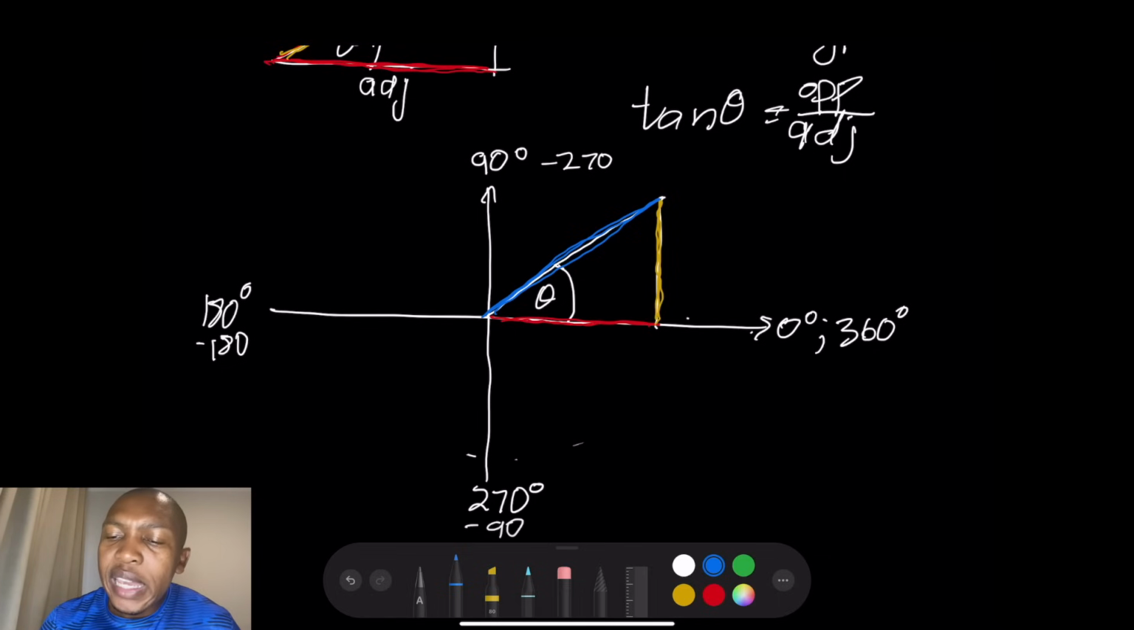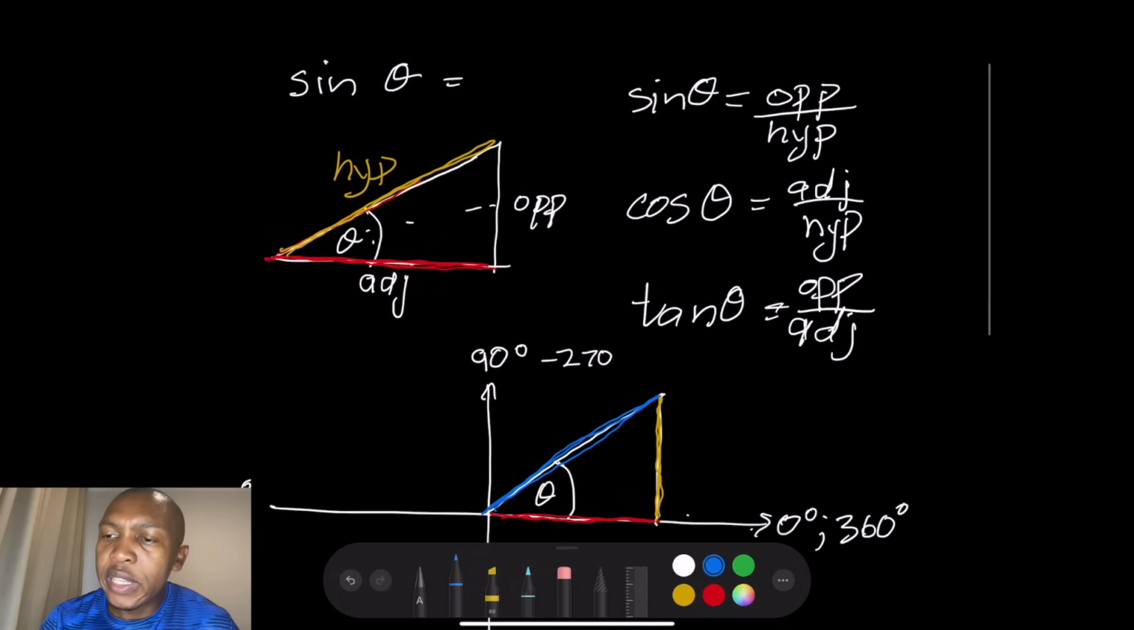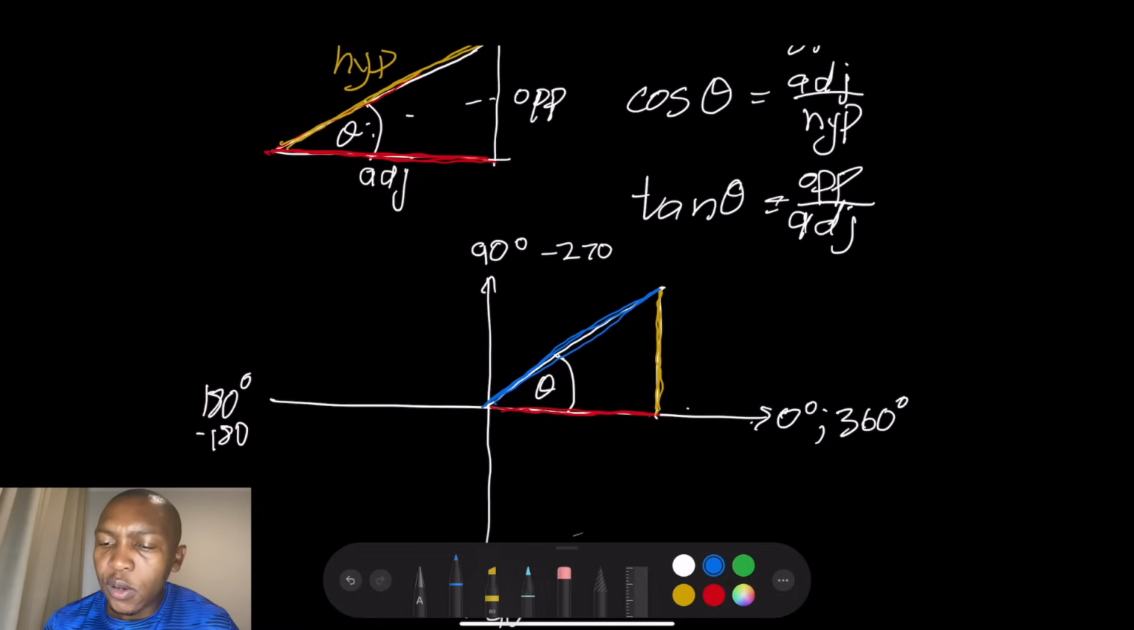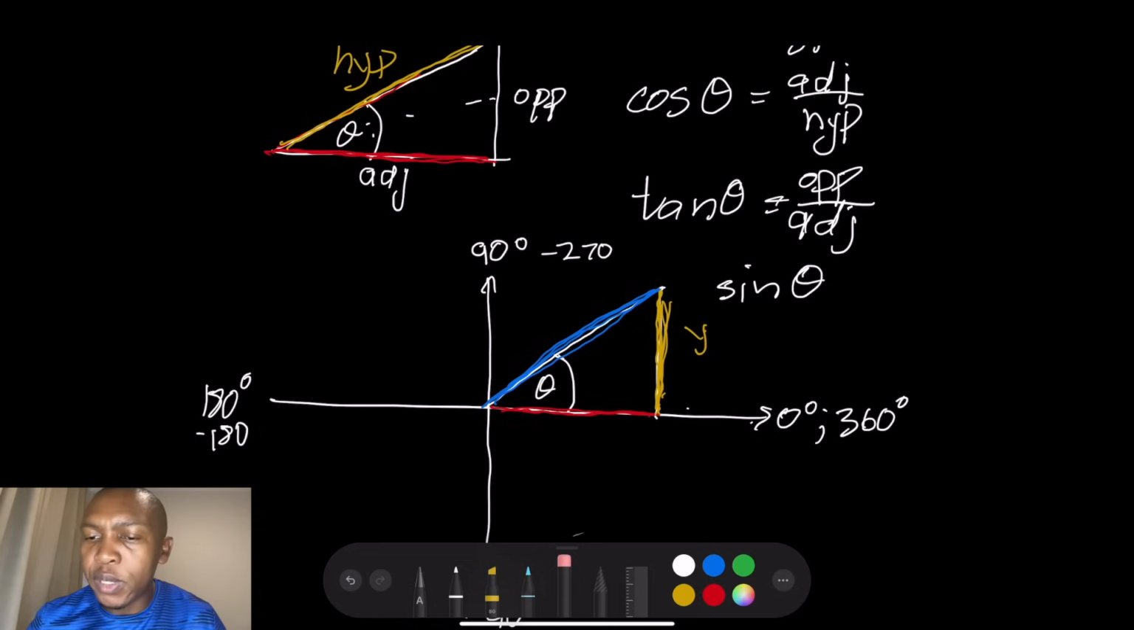So if I take the ratio of opposite over hypotenuse, the sine of theta, my opposite side, which is the yellow side, we can also say is y because that's the y value. So my y value is positive over the hypotenuse. My hypotenuse, the blue side, is also positive. So that makes sine in the first quadrant positive. So the sine of the angle in the first quadrant would be positive.